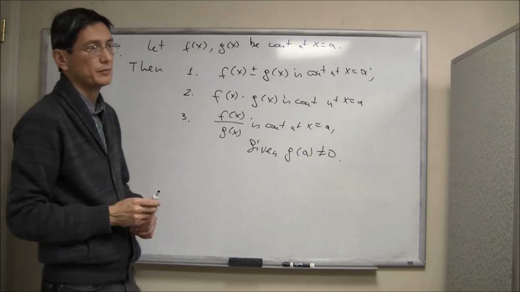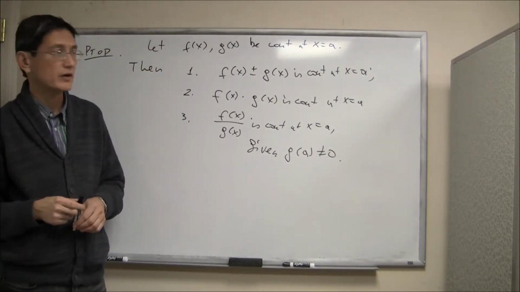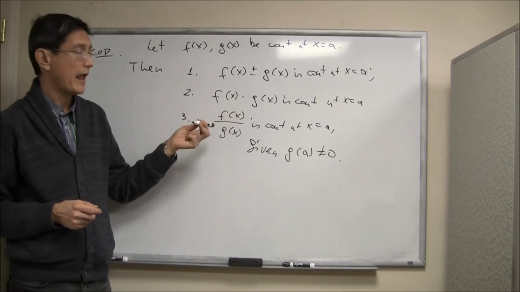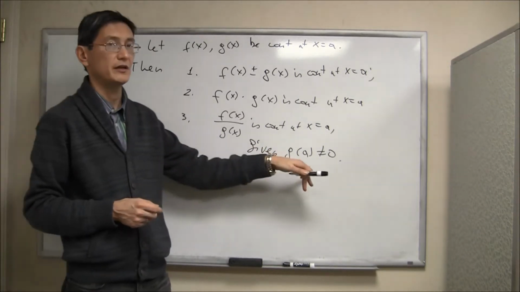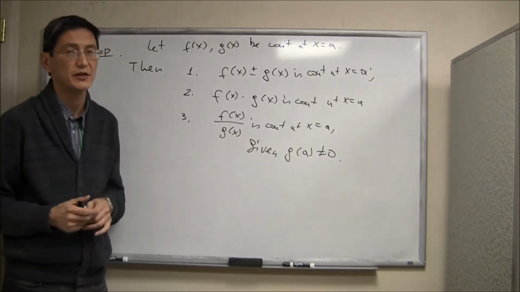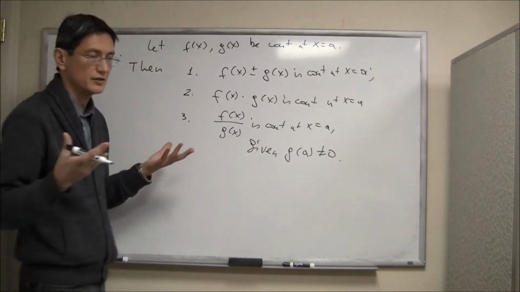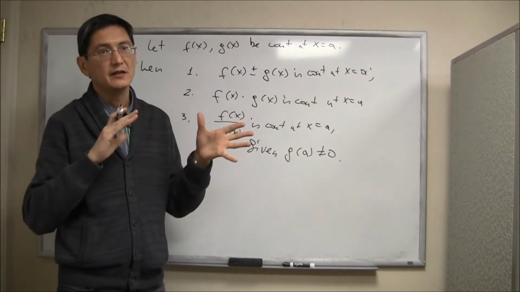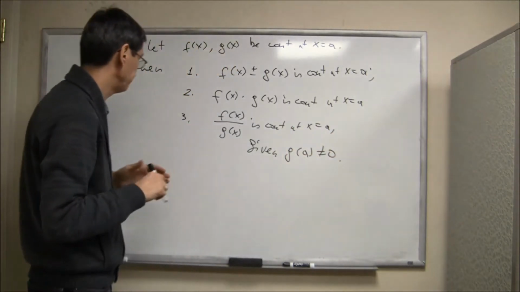So basically what this proposition is saying is, if we have two continuous functions, then the sum or difference is continuous, the product is continuous, and the quotient is continuous, given that g of a is not equal to 0, given that the denominator is not equal to 0. So we start with nice continuous functions, we multiply, divide, add, subtract them, and we still get at the end nice continuous functions.